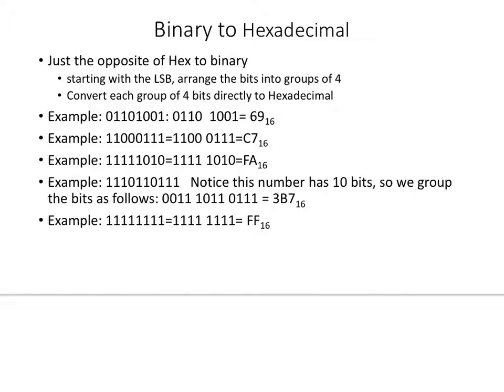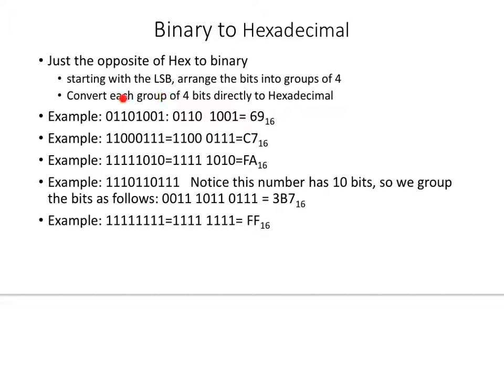Okay, so the last thing we have to do is to convert binary to hexadecimal, going the other way. And this is just like you would expect. It's just the reverse of what we had on the last slide. So what we do is we start with the least significant bits and arrange the bits in groups of 4, and then convert each 4 bits directly into hexadecimal.